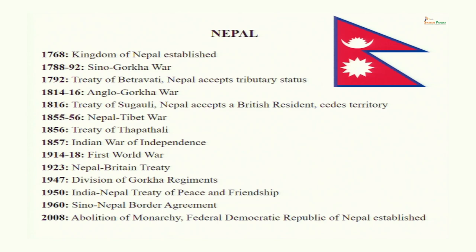And the Gorkhas were then able to stop the Chinese, and then they signed the Treaty of Betrawati in 1792, in which Nepal and Tibet both were declared as tributaries of China. So, Nepal accepted the tributary status, and in return China would intervene in case there is a dispute between Nepal and Tibet, and Tibet would respect the right of Nepalese traders or the Gorkha traders in Tibet.